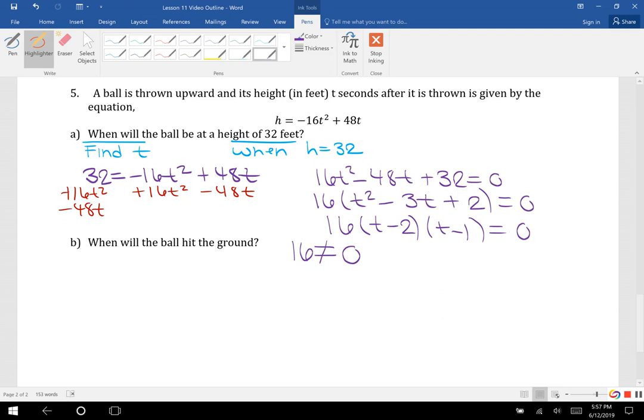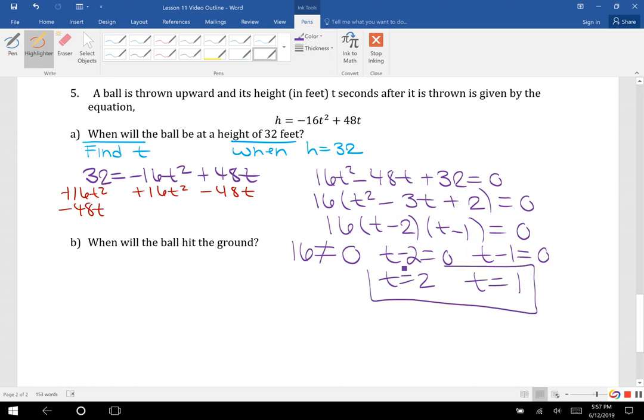But t minus 2 equals 0 when t equals 2. And t minus 1 equals 0 when t equals 1. So we've got two solutions here. The ball will be at a height of 32 feet at 1 second and 2 seconds. And the reason we have two solutions is if the ball goes up and then down, it must be at that height of 32 once on the way up and then again on the way down.